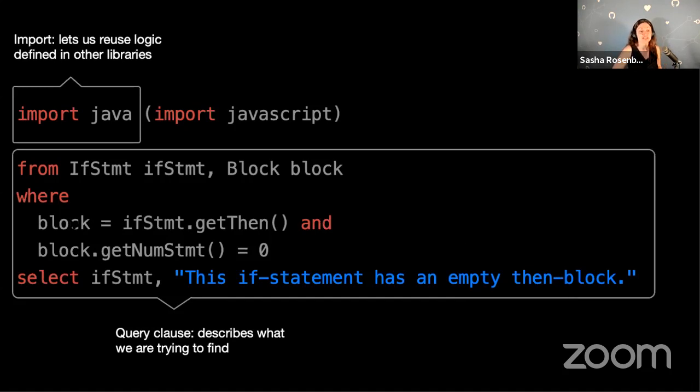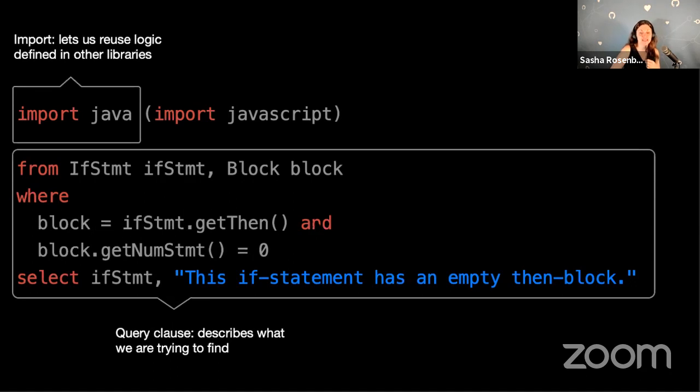So let's talk about the conditions really quickly. So block equals if statement get then, right? So what this means, and you could probably read it logically, right? Even if you don't know the language, you can see that I took all the block statements and then I said, I took all the if statements get then. So it's a then statement of an if statement. And I said, this is now in a variable called block, right?